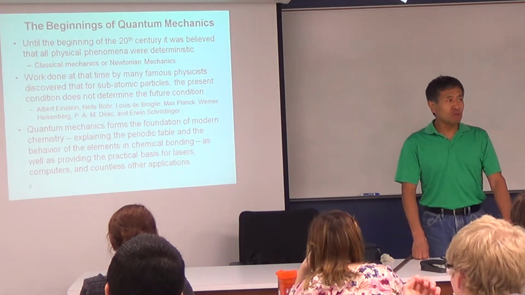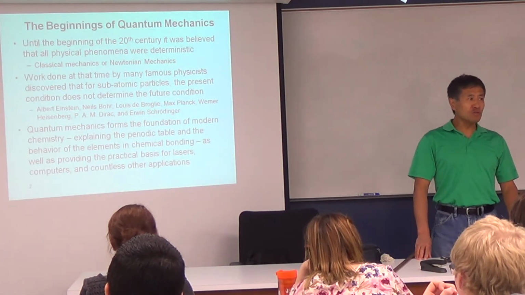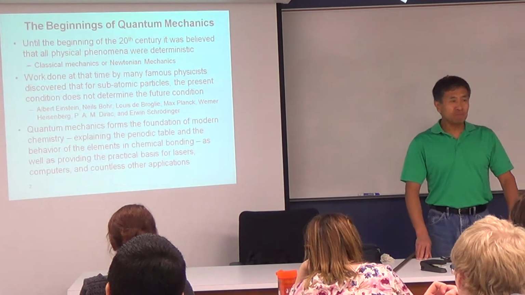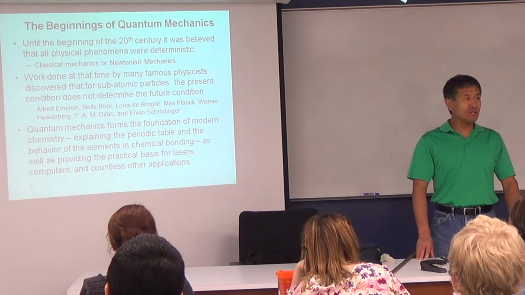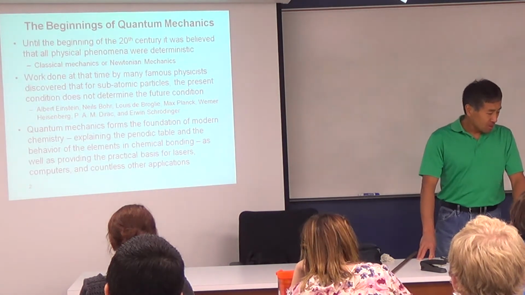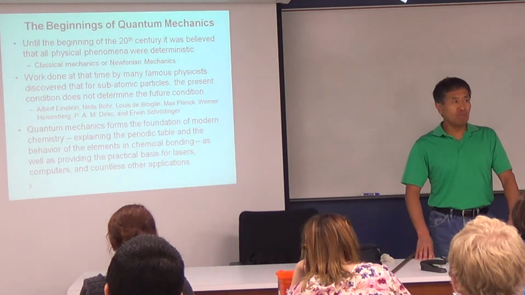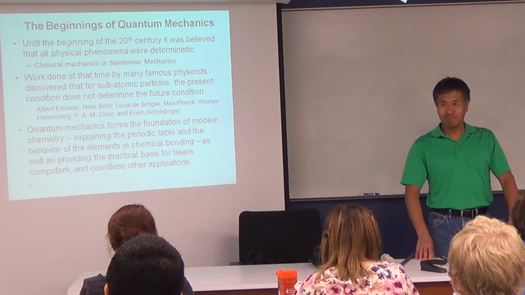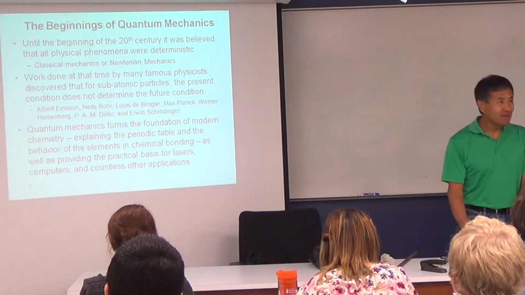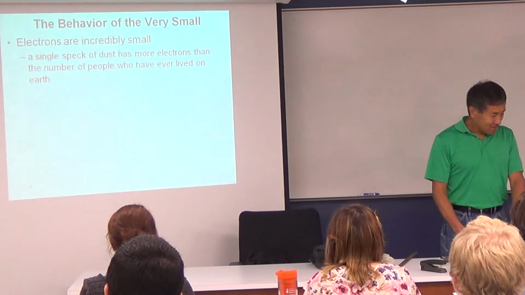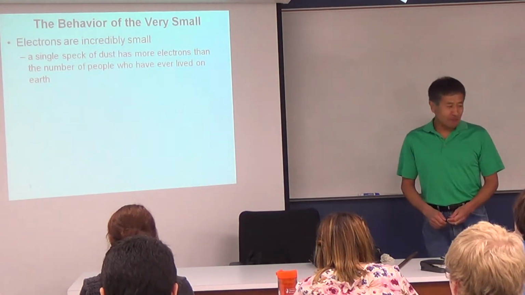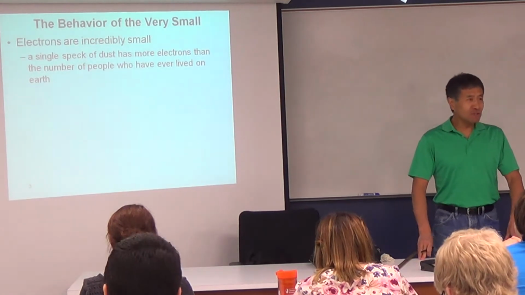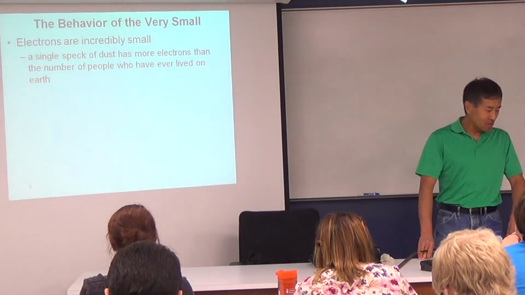indeterministic, which means even though you are given those information, you cannot predict the future behavior of the electrons. So that is the beginning of this quantum mechanics model.